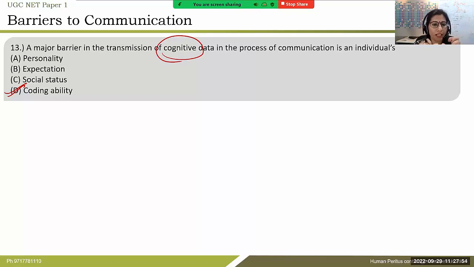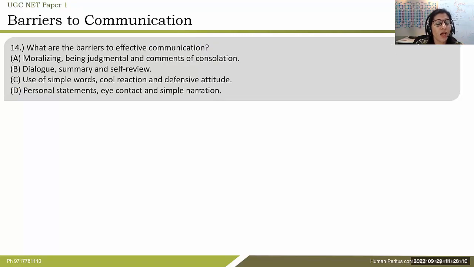What is cognitive data? When you want to put your thoughts into words, symbols, or signs, you are making or doing coding of the thoughts which are there in your mind. So this is the coding ability. The correct answer here is option number D. All right. Next question. Which are the barriers to effective communication?